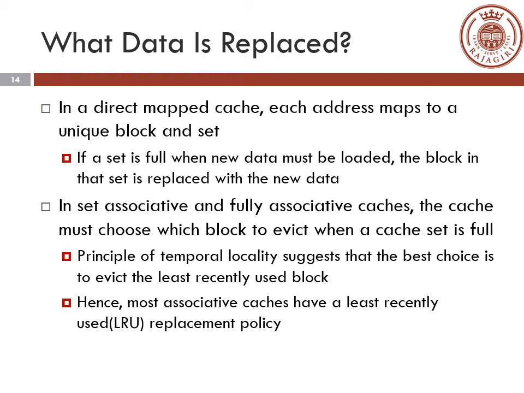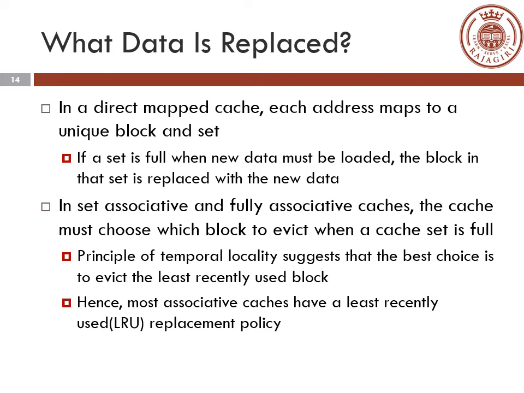Okay, now in direct map cache, when new data comes, since you are having a single block in a single set, definitely that block of data has to be replaced. But in the case of set associative, n-way set associative and fully associative cache, you are having more number of blocks inside a set. So if a particular set is full and new data has to be loaded into that particular set, you are having different options.